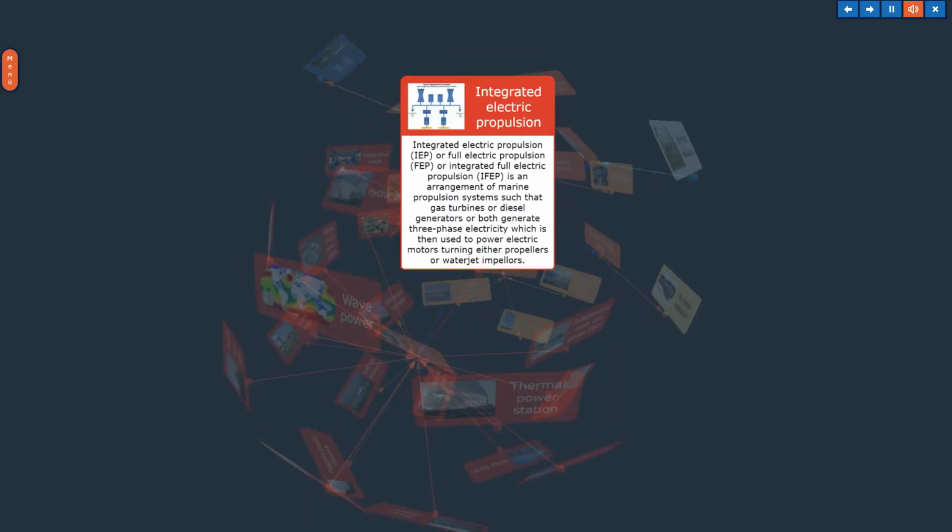Integrated electric propulsion. Integrated electric propulsion (IEP) or full electric propulsion (FEP) or integrated full electric propulsion (IFEP) is an arrangement of marine propulsion systems such that gas turbines or diesel generators or both generate three-phase electricity which is then used to power electric motors turning either propellers or waterjet impellers.